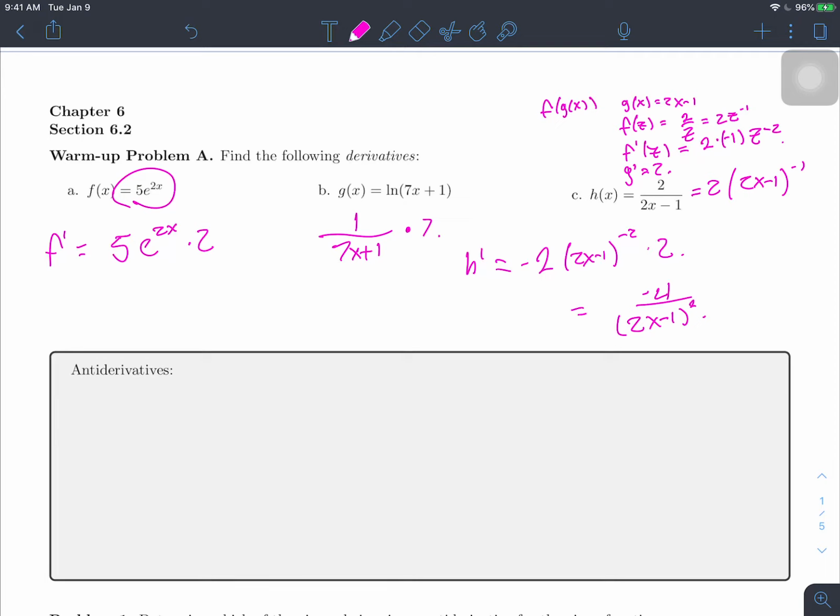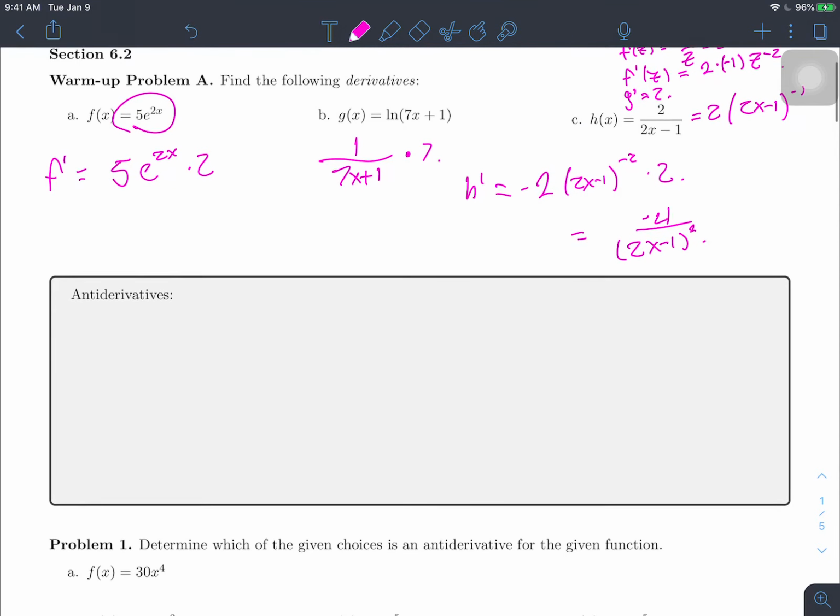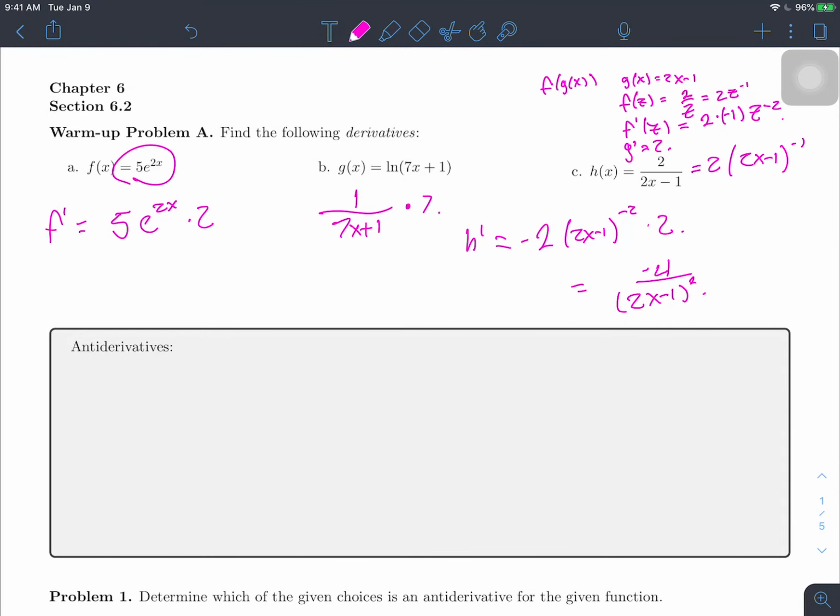We're going to look at something and we're going to consider it to be the result of differentiation. And what we want to now answer is, where did we start? If we took the derivative and we wound up here, where did we start? Okay? So an antiderivative is a function.